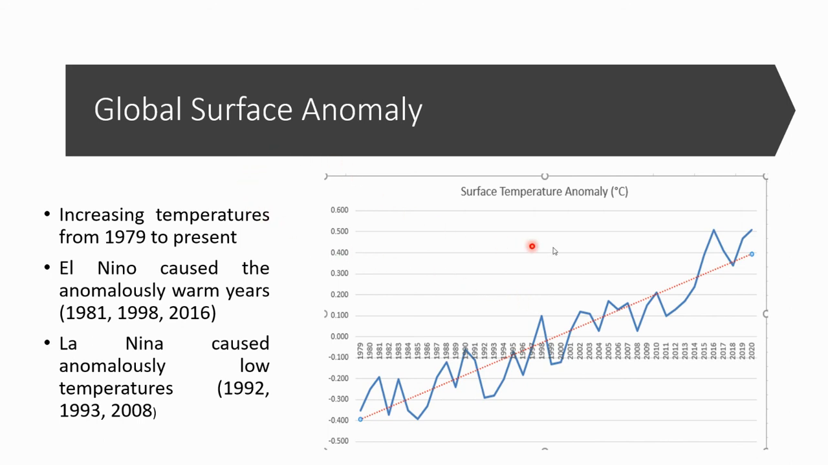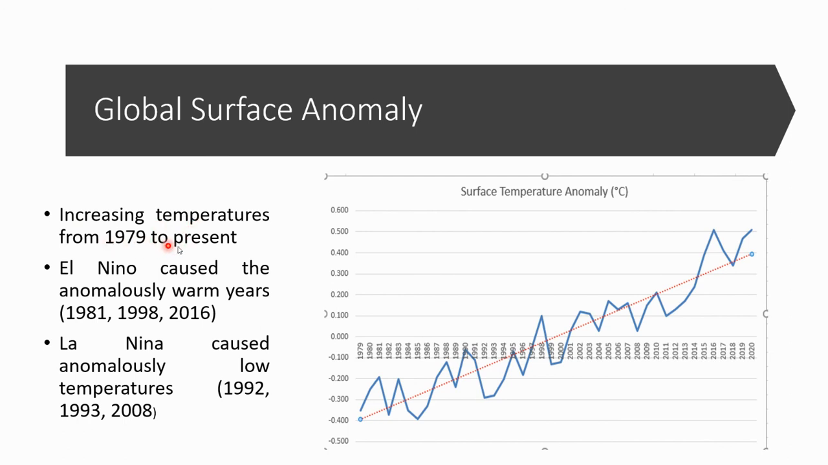And then global surface anomaly. These are some of the graphs you will get to work on. I believe I shouldn't talk about them here, because I will show you how to make those graphs as well as how to analyze them and extract answers from those patterns. So this is the trend line. Just follow the information here.